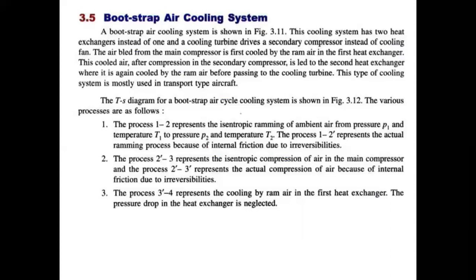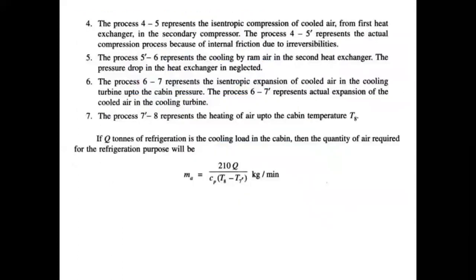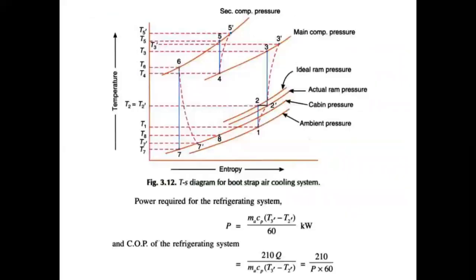This type of cooling system is mostly used in transport type aircraft. Remember, generally this type of system is used in transport type aircraft. The temperature-entropy diagram for the bootstrap air cycle system is shown in the next slides, and this is the process.